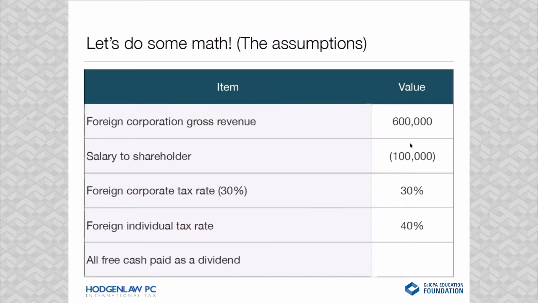Foreign corporate income tax rate, I've assumed is 30%, and I've assumed a 40% individual tax rate in the foreign country. And we're also going to assume that whatever is left cash in the kitty at the corporation is going to be paid out at year end as a dividend to the shareholder.